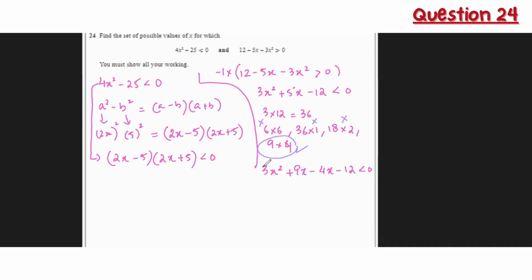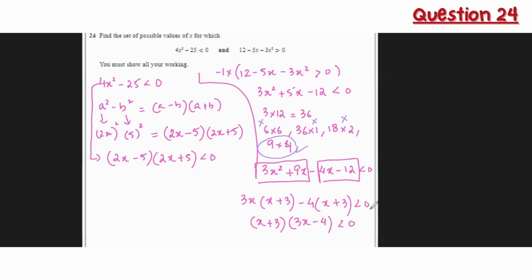Now we're going to do factor by grouping. 3x squared plus 9x is one group. Negative 4x minus 12 is another group. In the first group, we have 3x common, so x plus 3 comes in the bracket. In the second group, we have negative 4 common, and x plus 3 comes in the bracket. So now between 3x and negative 4, we have x plus 3 common. When you take that common, in the second bracket we have 3x minus 4. So these are the two inequalities that we have.